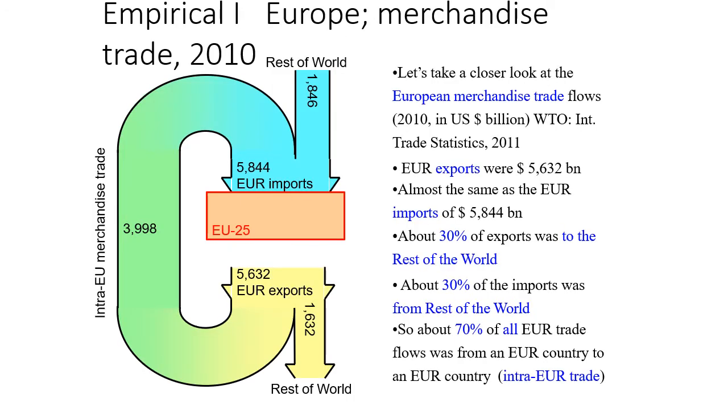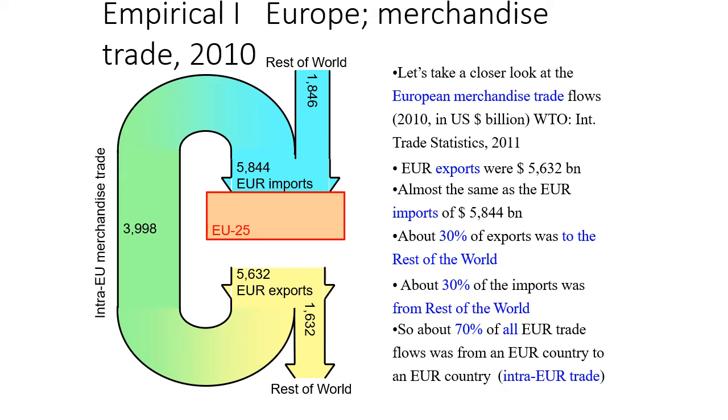So we're going to look at the empirical one now. We're going to look at Europe, and its breakdown of its exports and imports relative to which countries it is exporting to. If we look at the amount of exports that Europe has, it's about 5.632 billion. And at the same time, how much it imports is about 5.844 billion. It's quite similar. The imports and exports are about the same.